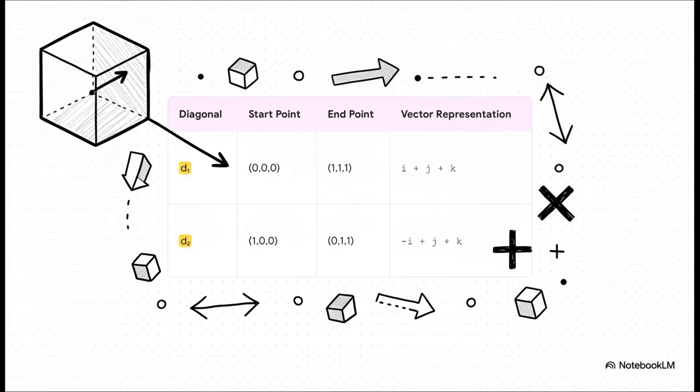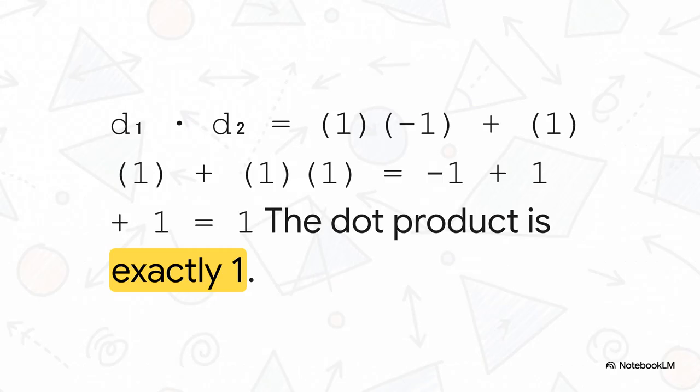Now for step 3. Let's compute their scalar product. We just multiply the matching components and add them up. So we have 1 times negative 1 plus 1 times 1 plus 1 times 1. That all comes out to just 1. Easy enough. The scalar product is 1.